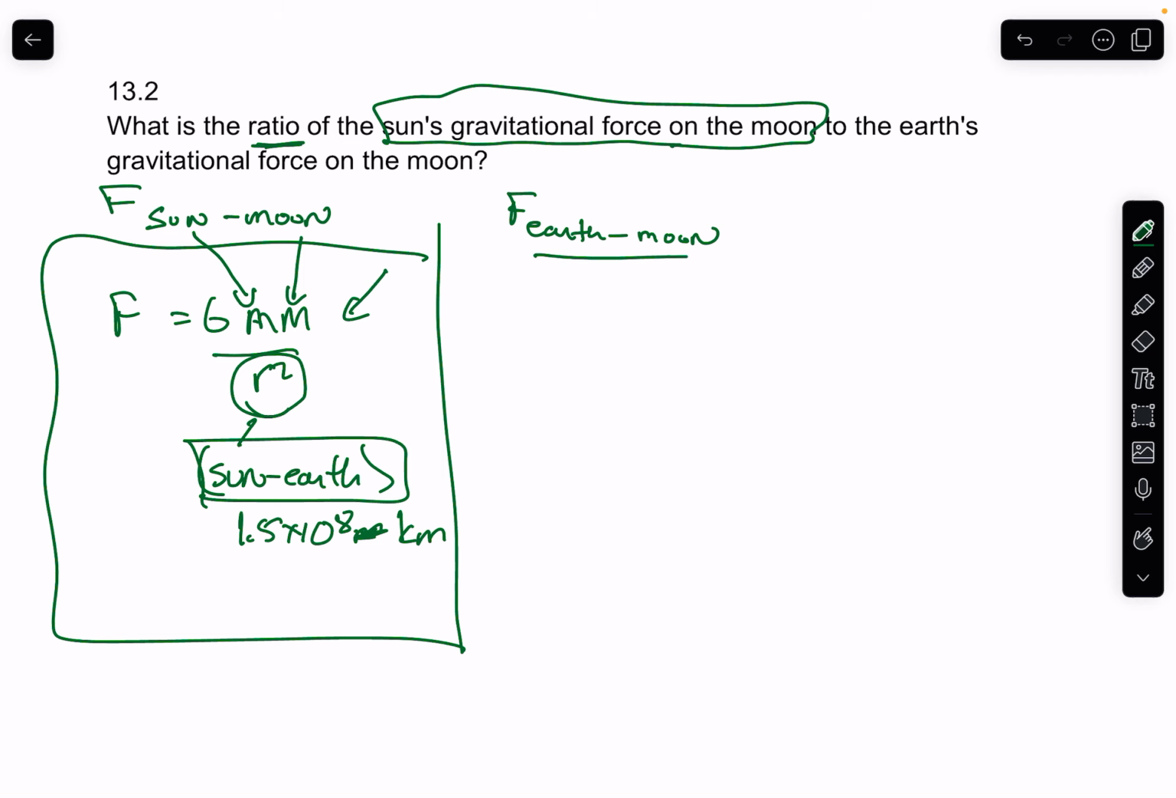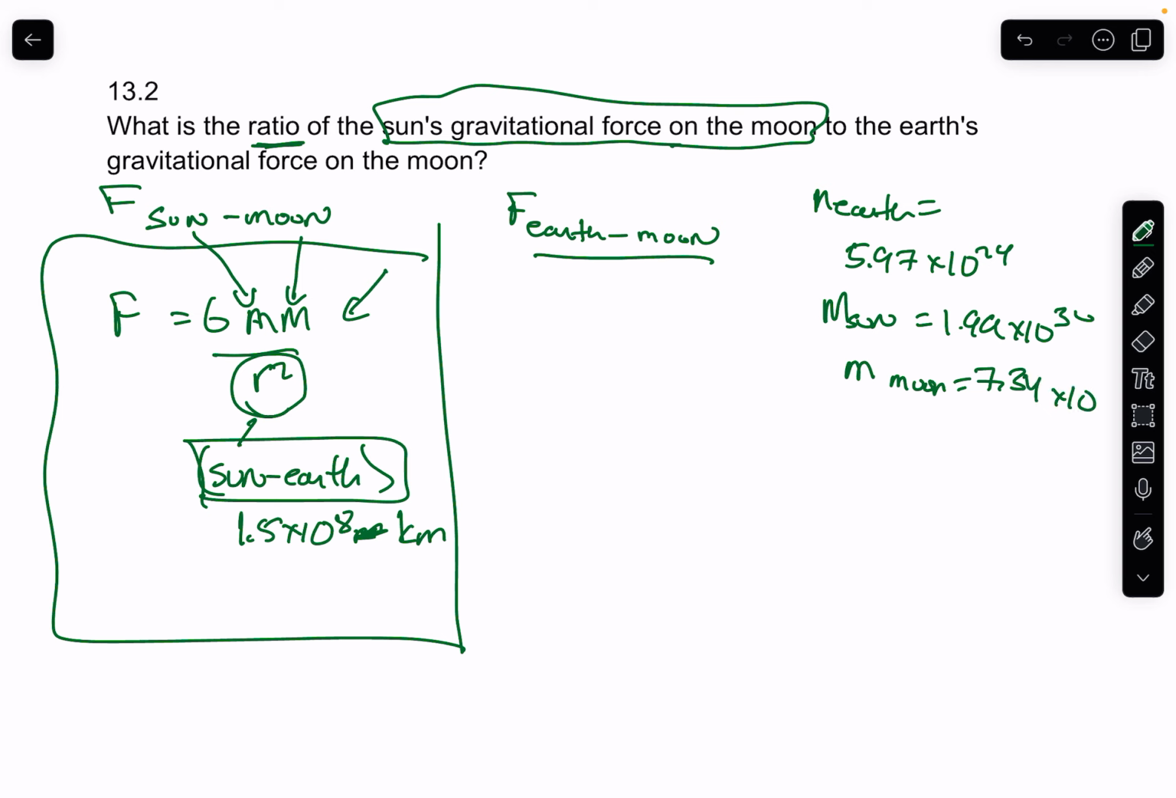And then for the Earth-moon, you have to do the same thing. You're going to have to look up the mass of the Earth and the mass of the sun. I'll write it out if you care. I just looked them up on the internet. Mass of the Earth is 5.97 times 10 to the 24th. The mass of the sun is 1.99 times 10 to the 30th. And the mass of the moon is 7.34 times 10 to the 22nd. Those are all in kilograms, by the way.